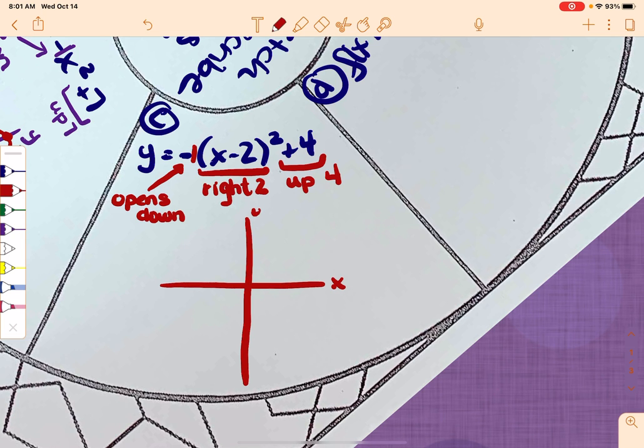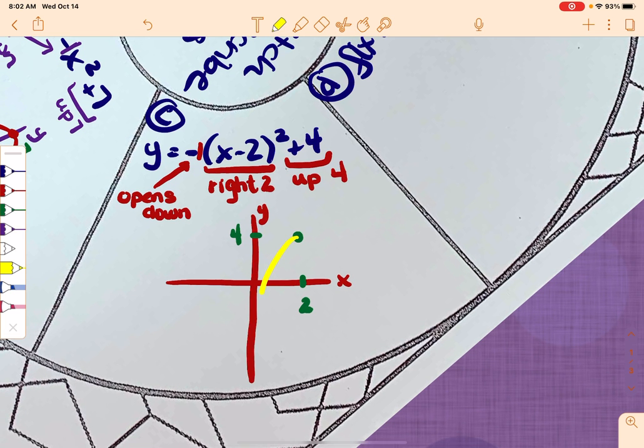So I have x and y here. The easiest one usually is to start with the part on the end. So up 4 would go to positive 4. If it goes to the right 2, it's going to be over here. So the vertex is where those meet. And it opens down. So from there, it looks like this. Now make sure this shape again should be a U shape, not a V. So keep that in mind.